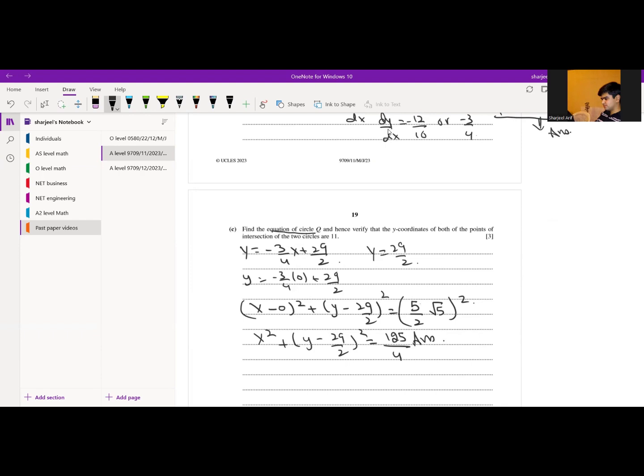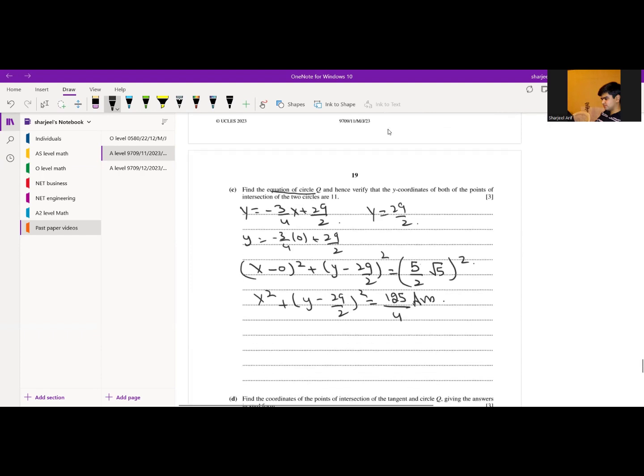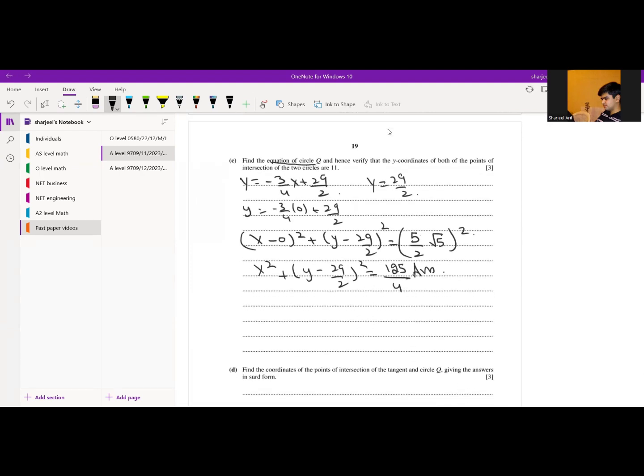Now we have to verify that the y coordinates of the point of intersection of both circles are 11. So this means we have to equate the two equations. Now for the equation of circle Q, we will have 125 over 4 here. This should be equal to the equation of circle P. So these should be equal. We have to find the y coordinates. The answer should be 11.